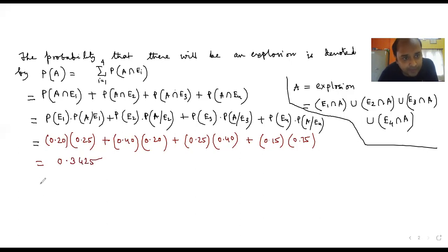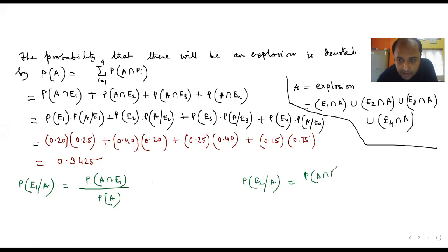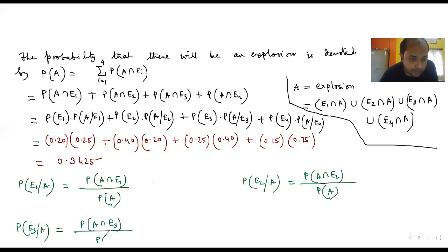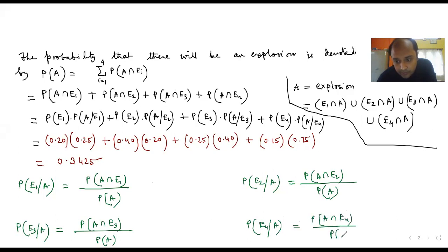Now we are interested in finding the probability of E1 given A, which by definition is the probability of A intersection E1 by the probability of A. Probability of E2 given A is the probability of A intersection E2 by the probability of A. Probability of E3 given A is the probability of A intersection E3 by the probability of A, and probability of E4 given A is the probability of A intersection E4 by the probability of A.